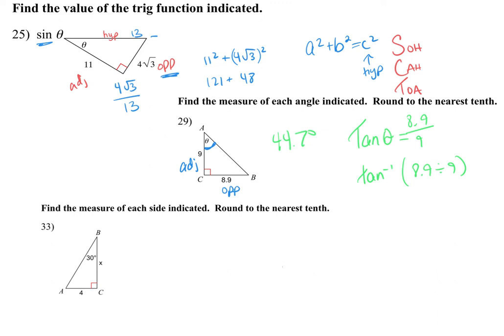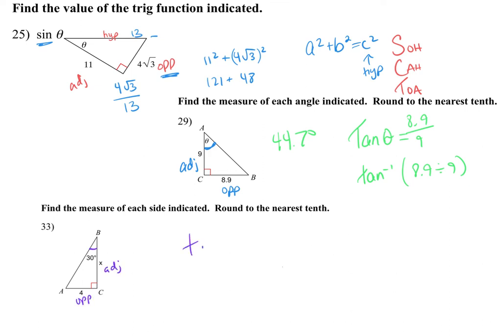Last one says solve for the side, and they gave you one side, so obviously you can't use Pythagorean theorem, and they gave you one angle. So once again, you're going to use SOHCAHTOA, and you're going to figure out which side you have. So I'm looking at this guy. Here's my angle that they're talking about. This is opposite. This is adjacent.